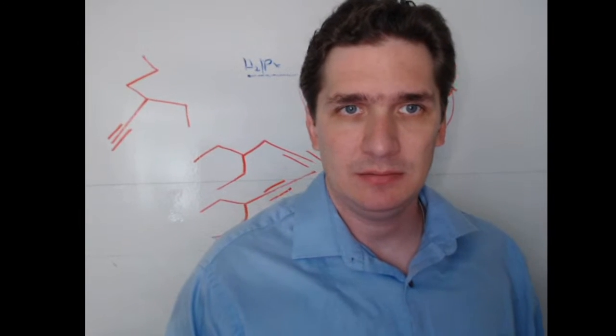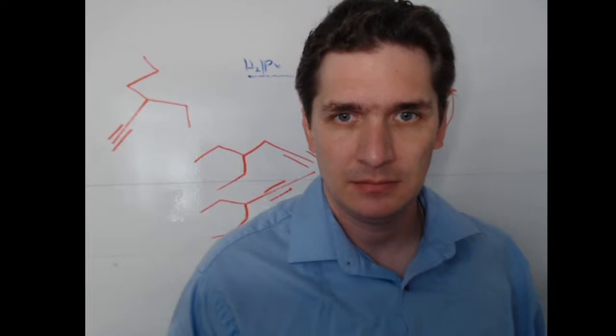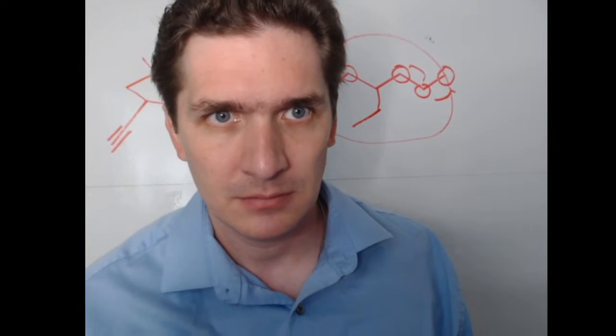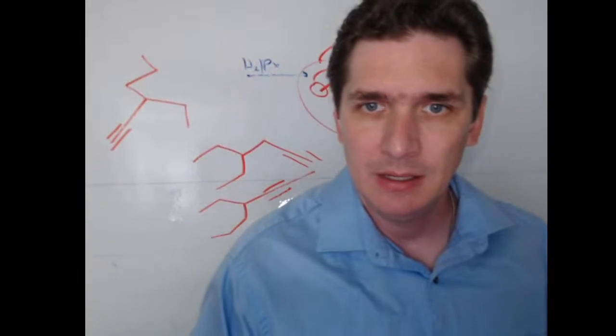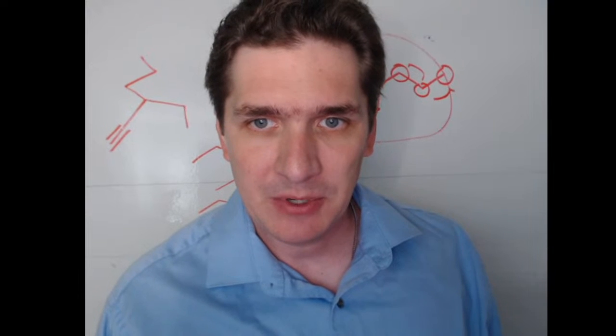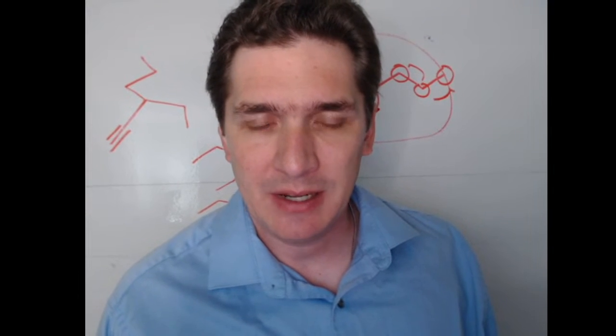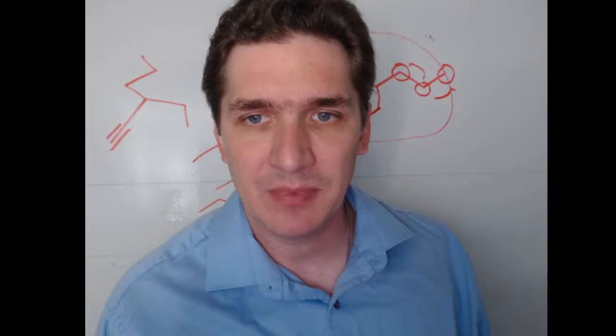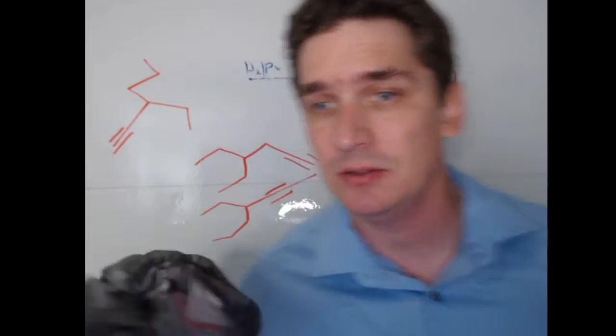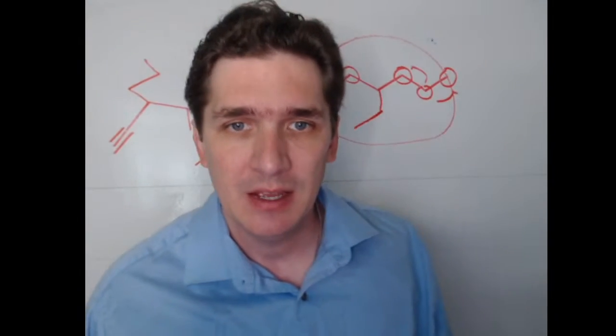Question 17. Draw the structure of the major organic product isolated from the reaction of 1-hexyne with excess hydrogen in the presence of platinum. Click the draw structure. Okay, so hexyne, oh, it's really easy. It's just hexane when you get done.